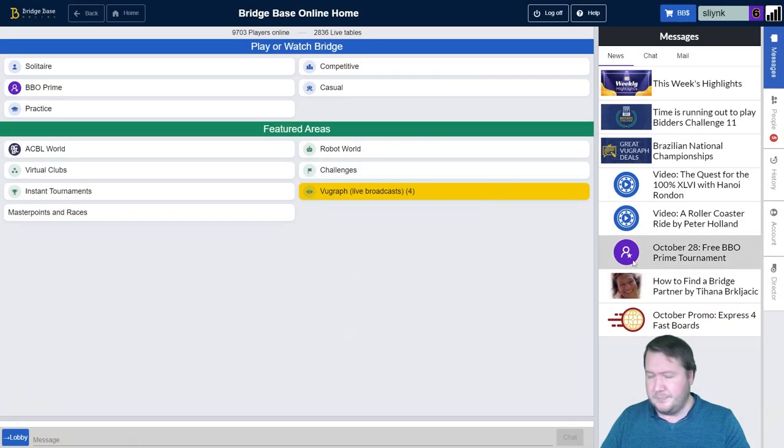So what I'm going to do today is talk through how best you should be doing bidding practice and also where you can actually do it. So there are two main places that you can actually go. The first one is in BBO.